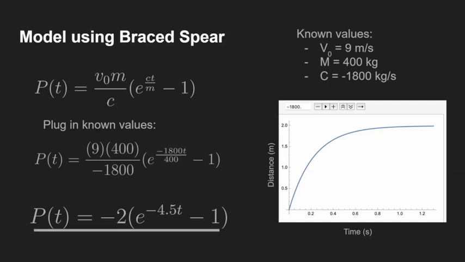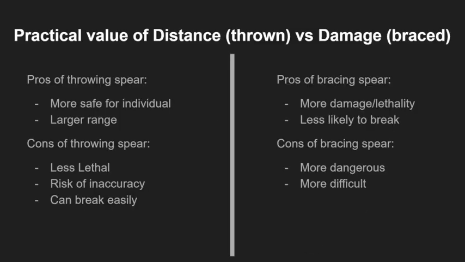Finally, moving to some conclusions, we'll look at some pros and cons of each conjecture. Starting with throwing the spear, it's obviously a lot safer for the individual as we have a larger range of about 26 meters. But we also have the cons. It's clearly a lot less lethal, and there's risk of inaccuracy, and there's a chance that it will break without doing any damage to the bear. On the other hand, we have bracing the spear. We have a lot more damage, and it's a lot less likely to break without doing damage to the bear. Cons on this side, it's a lot more dangerous and it's a lot more difficult to set up as it's difficult to corral the bear into the spear.